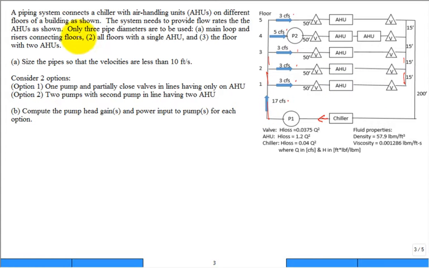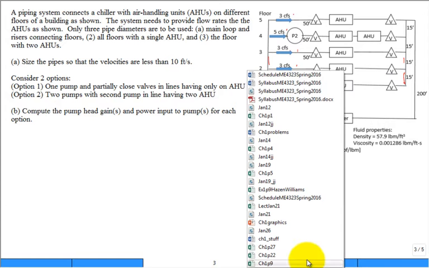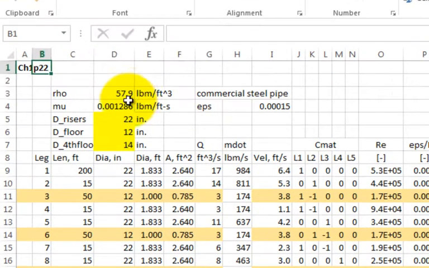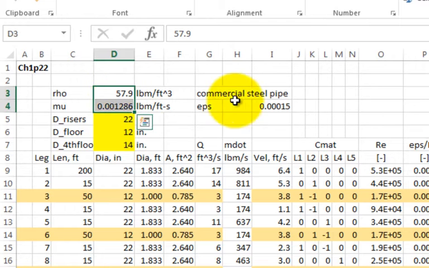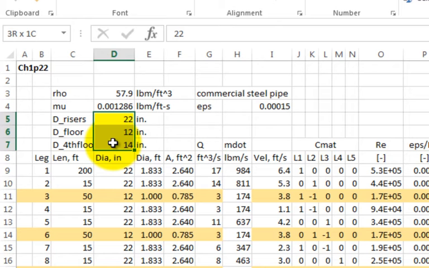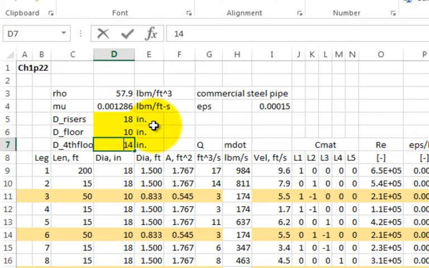Size the pipe so the velocities are less than 10 foot per second. This was problem 22. All right, so we have the fluid properties. We have the steel pipe with the roughness. And I highlighted 3 diameters, and those I'm going to input. I could have started with 18 inch and 10 inch and 12 inch, whatever it is.